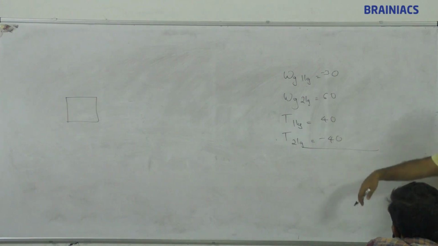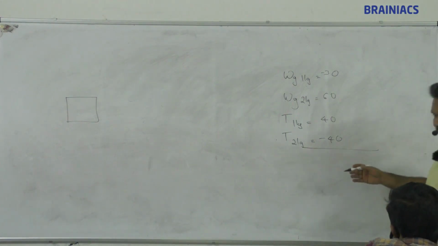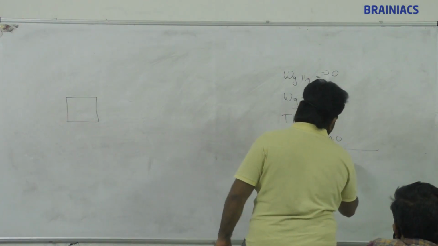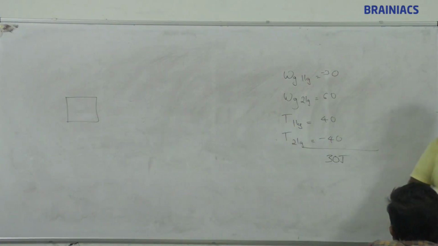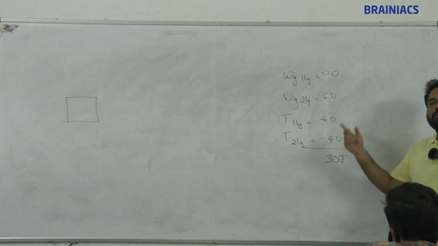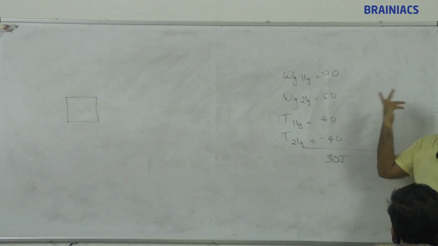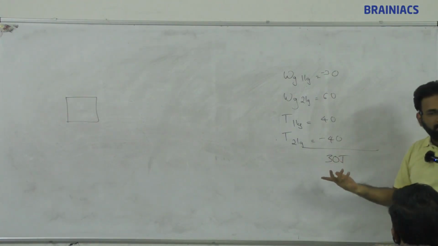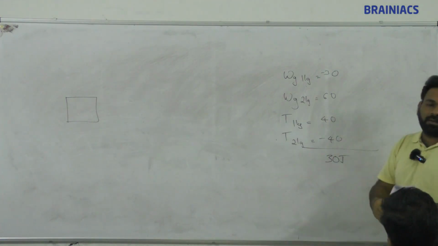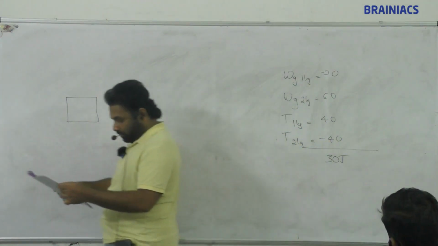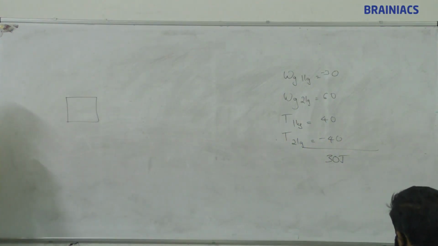This is the net work done. Add them, 30. If you want to know the net work on the system, 30, just add them. This is not a vector, this is a scalar. Simply you can add, maintaining the signs. If you want the net work on 1 kg or 2 kg, then that alone you can do. Correct or what?